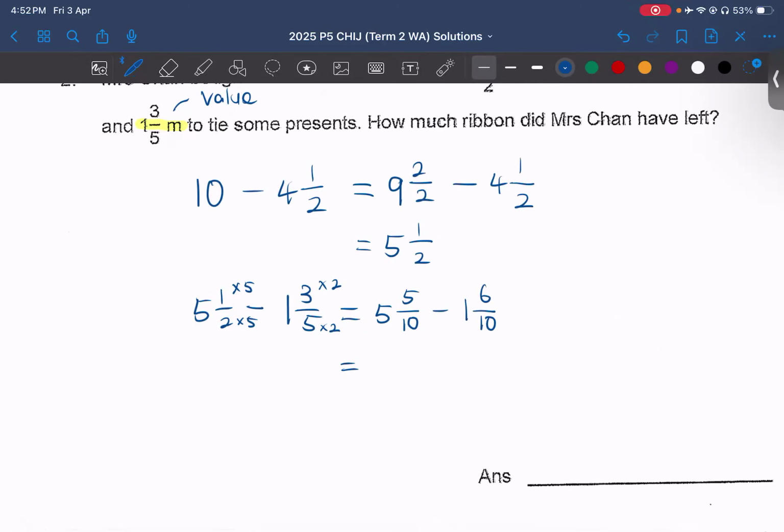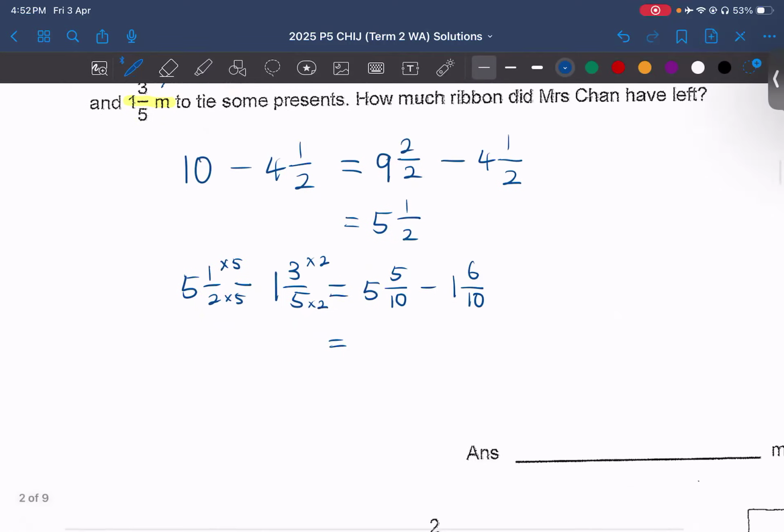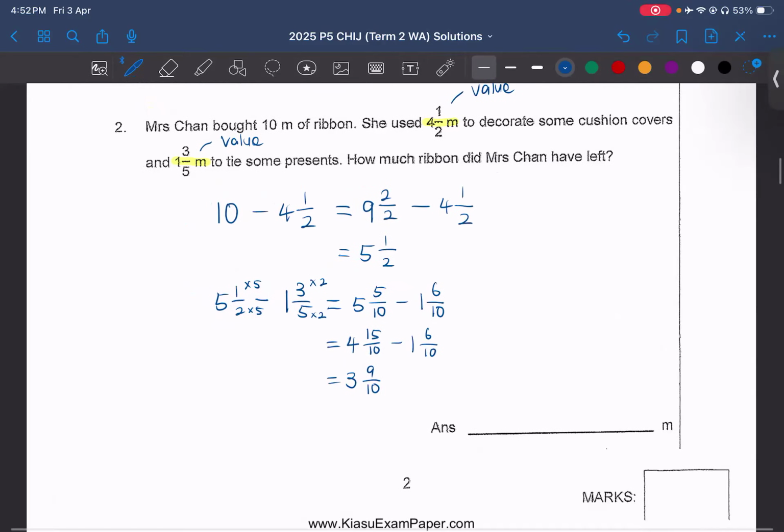So in this case, 5 minus 1 whole, you're left with 4. And then it's 10 out of 10 plus your 5 out of 10. So you will have 15 out of 10 minus your 1 and 6 over 10. So in this case, 4 minus 1, you're left with 3. 15 over 10 minus 6 over 10, you'll be left with 9 over 10. So your answer to this question, how much ribbon did Mrs. Chan have left, is 3 and 9 over 10 meters.